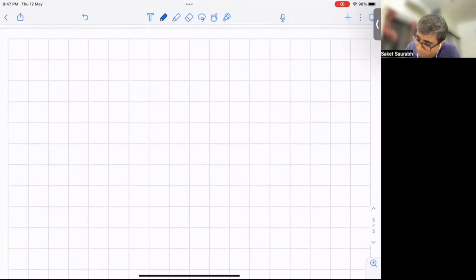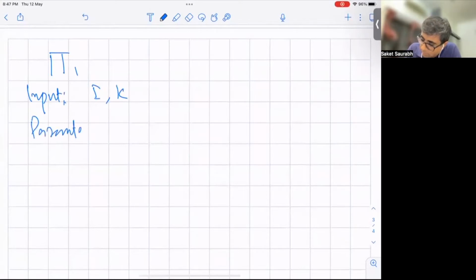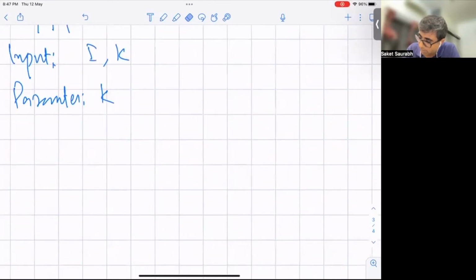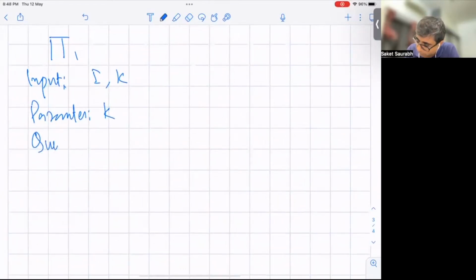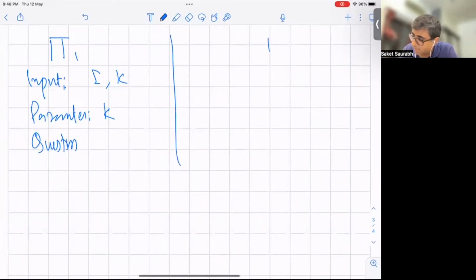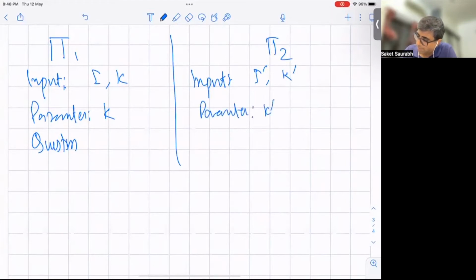Say pi1 is some problem. It has some input I and k, and my parameter is k, and there is some question. And next is another problem pi2. Input is I prime, k prime, the parameter is k prime, and there is some question. I don't know what this question is, something.